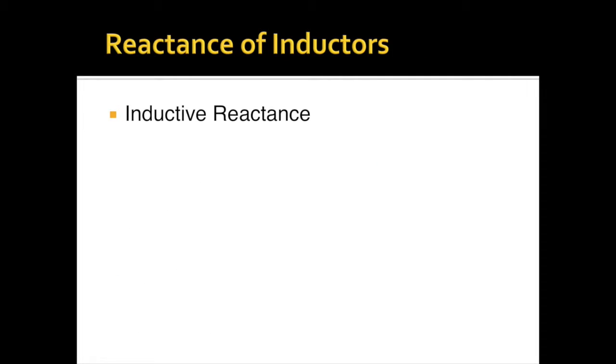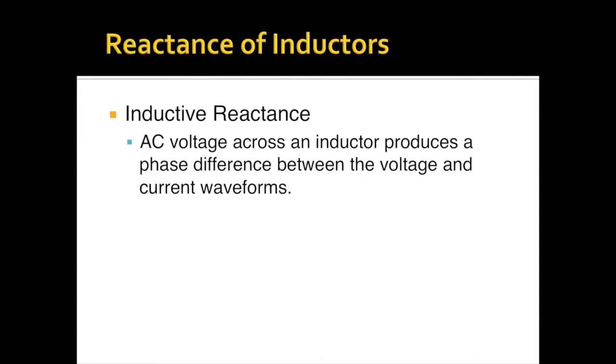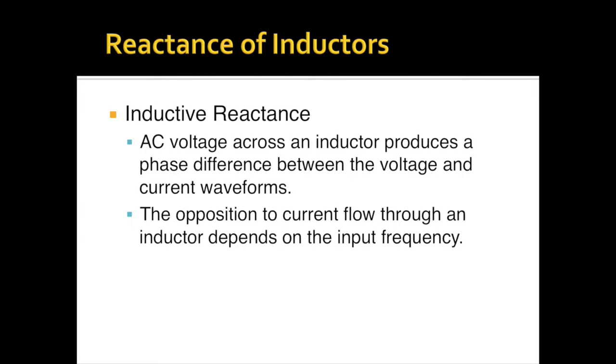Now, with inductive reactance. Similarly to what I just explained with capacitors, an AC voltage supply across an inductor produces a phase difference between the voltage and the current waveforms. The opposition to current flow through the coil windings depends on the frequency of the waveforms as well as the inductance.